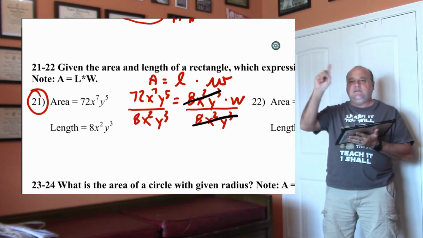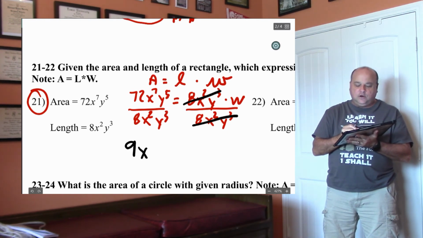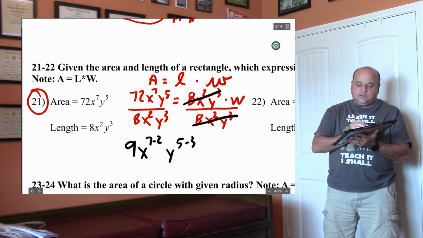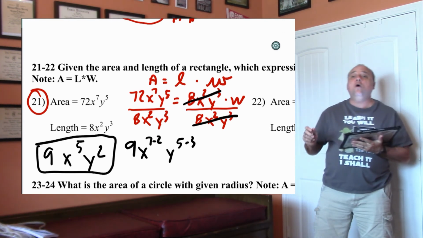Just going to have to divide them. So you're going to punch 72 divided by 8 on the calculator. That's going to be 9. And then you're going to subtract the exponents because we are dividing. So we'll have 9x, 7 minus 2 is 5, and 5 minus 3 is 2. That will be your answer. Ho, ho, ho.